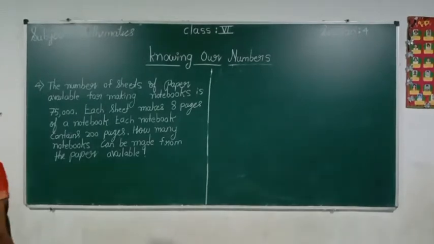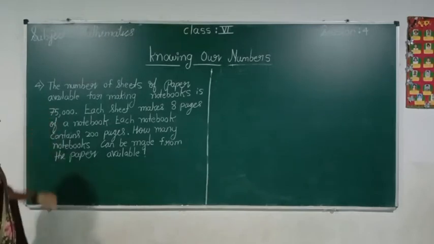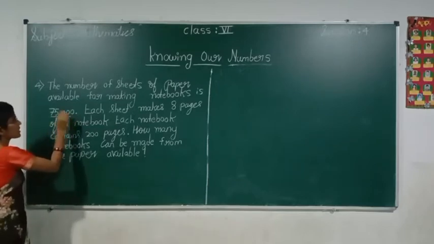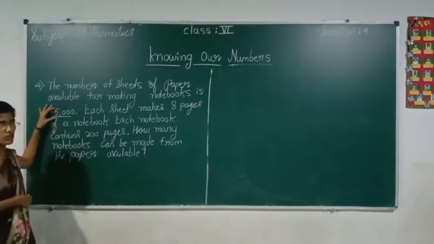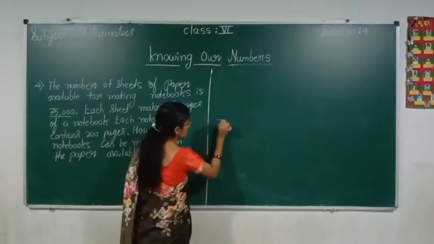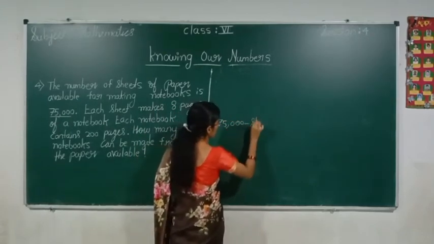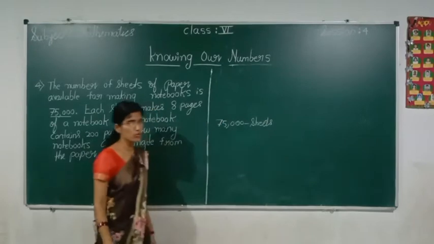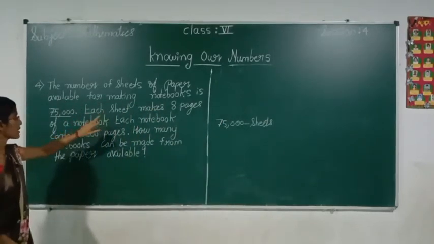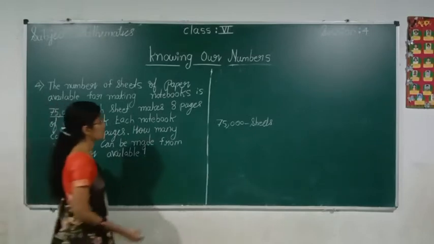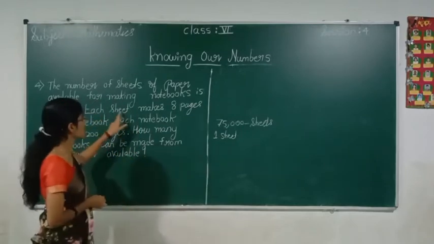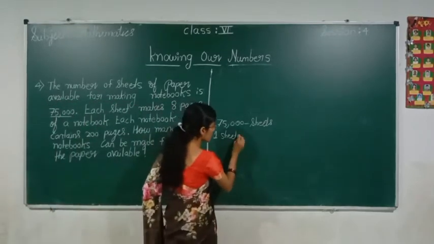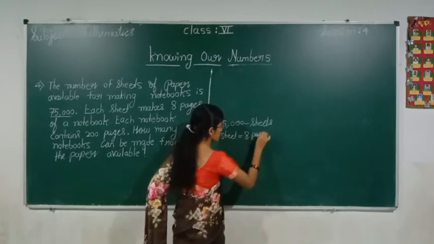Now see here students. The fourth question tells us that the number of sheets of paper available for making notebooks is 75,000. Each sheet makes 8 pages of a notebook. See here, one sheet, each sheet makes 8 pages. One sheet means it will contain 8 pages.